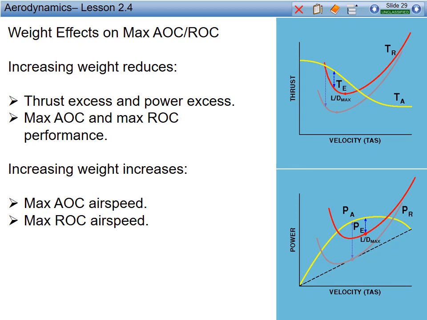An increase in weight reduces thrust excess and power excess, thereby reducing maximum angle of climb and rate of climb performance. Along with the decrease in performance, the airplane will have to increase maximum angle of climb airspeed and maximum rate of climb airspeed to attain the maximum power and thrust excess.